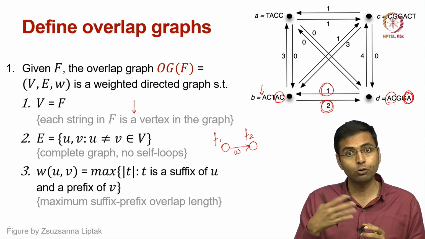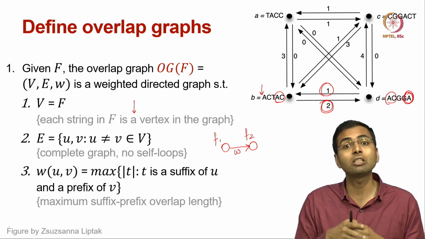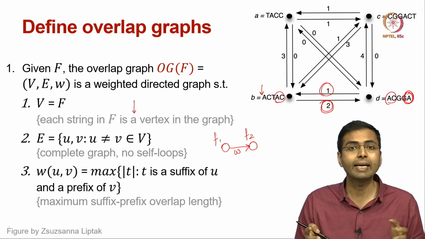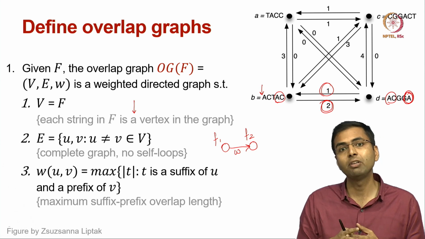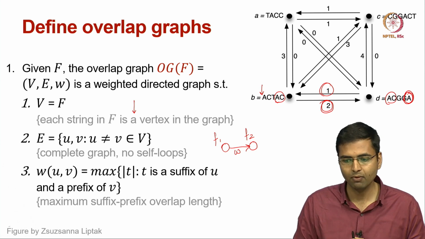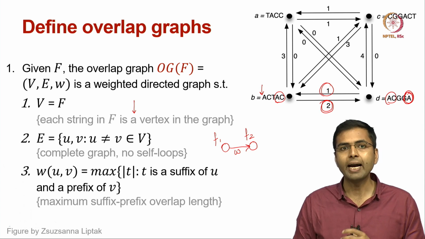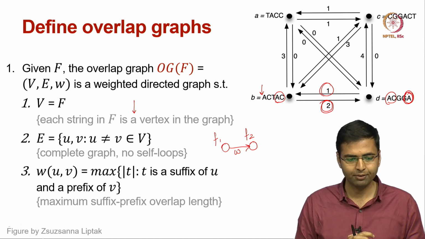Some of these weights are also 0, that is when there is no suffix of a string matching a prefix of another string. So, in that case you will have an edge with weight 0. Okay, so that completes the definition of overlap graphs.